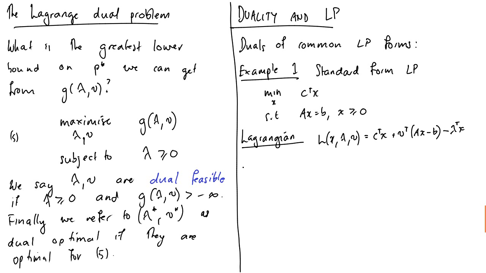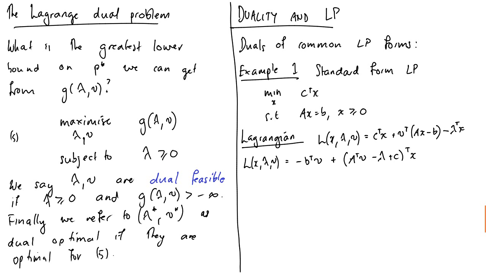It's more useful to write this with all the x terms put together. The part that doesn't involve an x is just nu transpose b, and we tend to write it like this. It's the same number whether you take the transpose of that expression or not, it's just a number, plus A transpose nu minus lambda plus c transpose x. It's just the same expression.